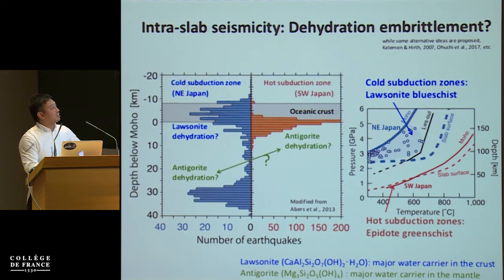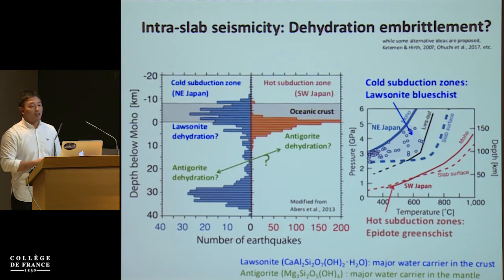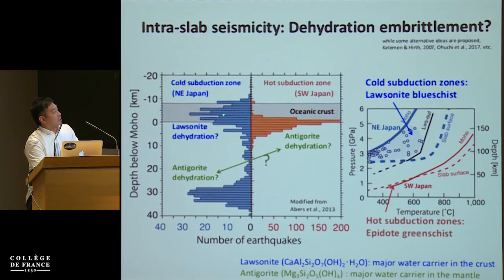The key, especially if you focus on the oceanic crust, is that the pressure-temperature condition is very different. This figure shows pressure as a function of temperature, and these lines show the PT paths of the subducting slab surface and Moho. At a cold subduction zone, we have earthquakes at this PT condition, which is related to the lawsonite-out reaction boundary. If you lose lawsonite, earthquakes disappear and it gets quiet.